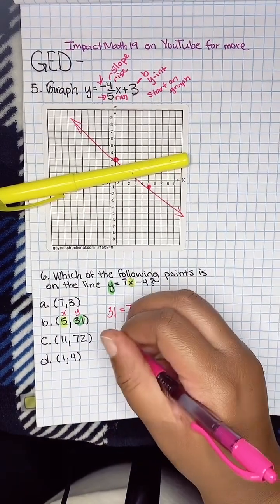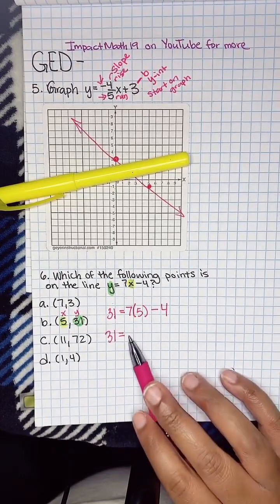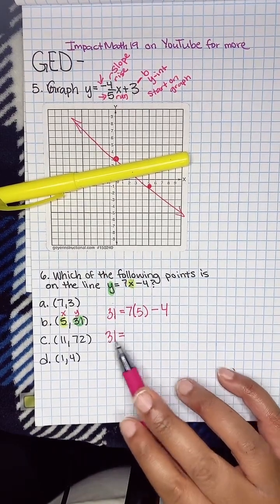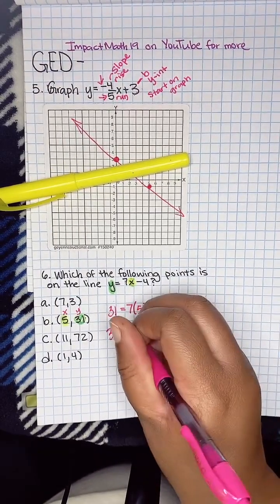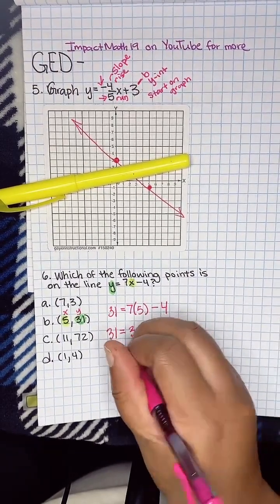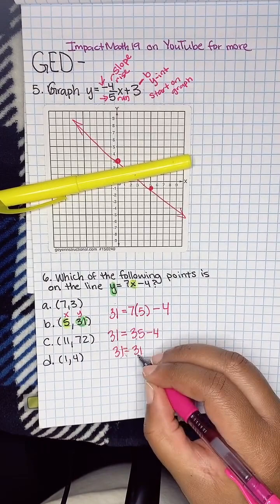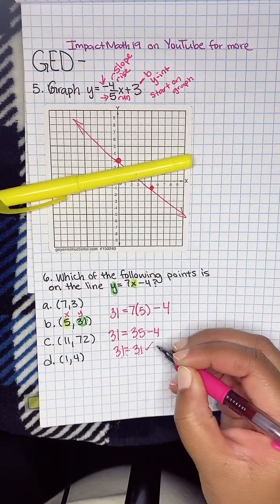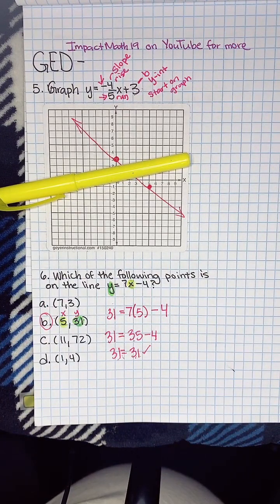Now I'm going to drop down this 31. I'm hoping after I do this math that this comes out 31. If it does, then this is my answer. So 7 times 5 is 35, and 35 minus 4 is 31. So 31 equals 31, which is a true statement. So B is my answer. Yep, Stephen said that's the answer.